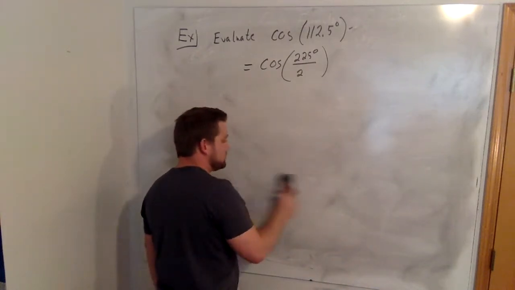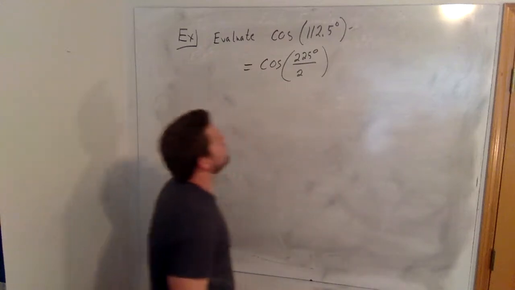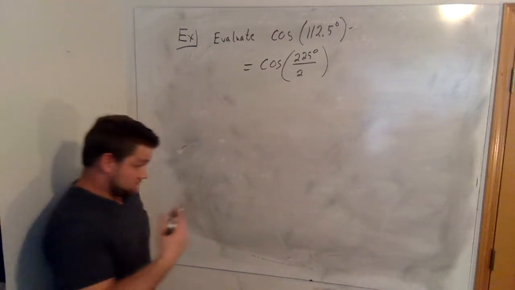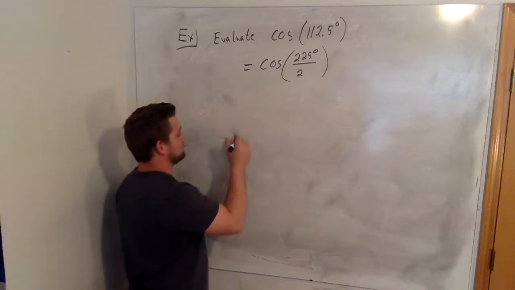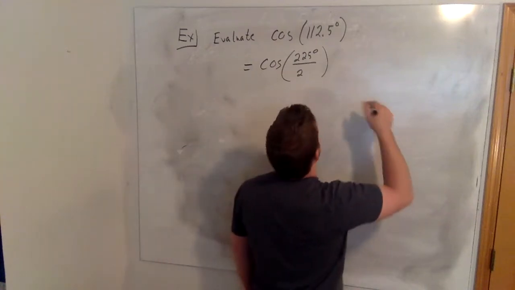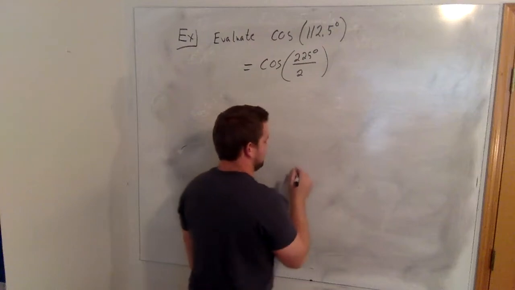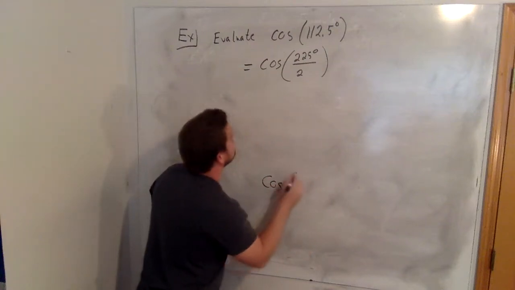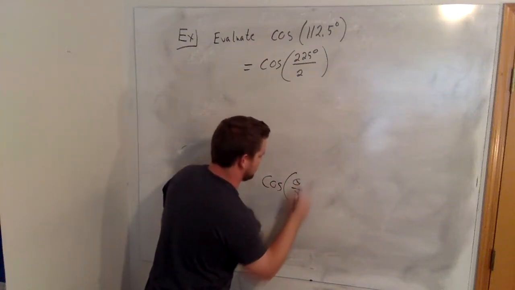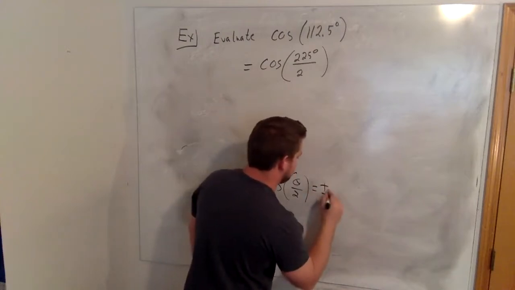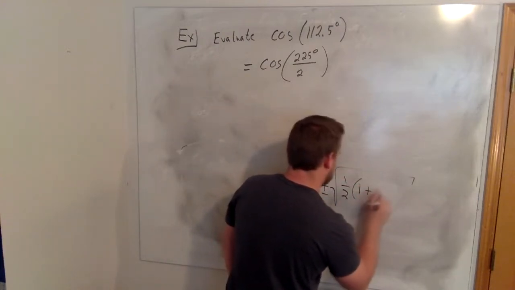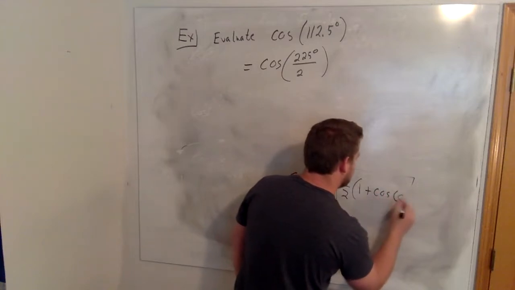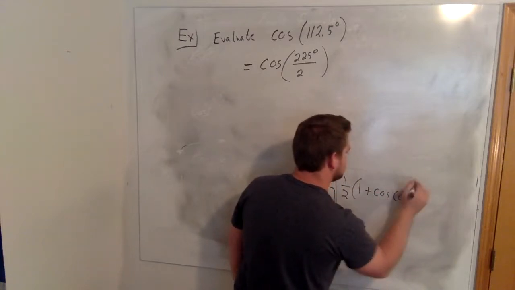Okay. So what we want to do now is use the half-angle formula. Let's recall what it says. Maybe I'll write it over here. The cosine of theta over 2 is equal to plus or minus the square root of 1/2 times 1 plus the cosine of theta.